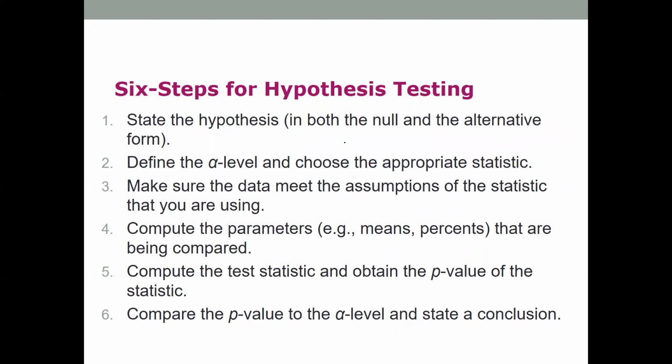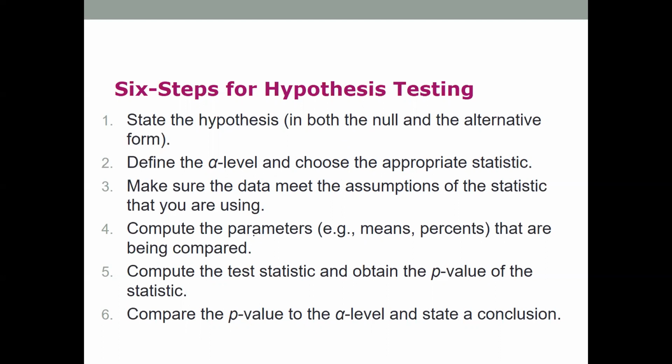Here are the 6 steps for hypothesis testing. The first thing you need to do is state the hypothesis, in both null and alternative form. You're going to define the alpha level and choose the appropriate statistic. You're going to make sure your data meets the assumptions, and we'll talk about some of those. There are different assumptions for different tests.